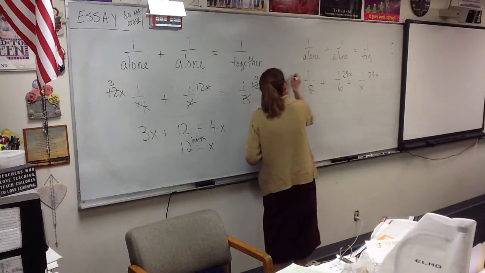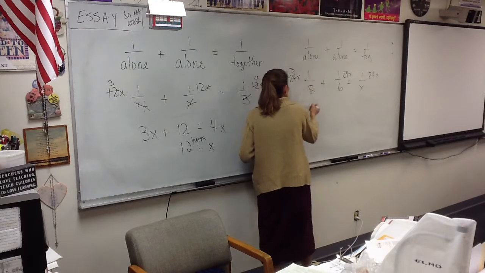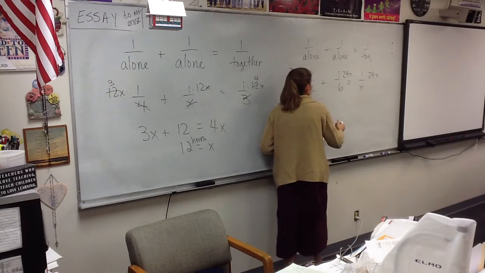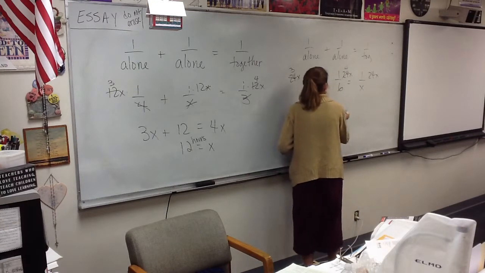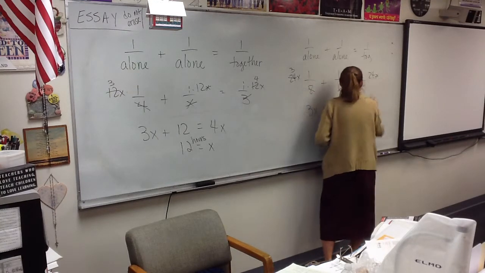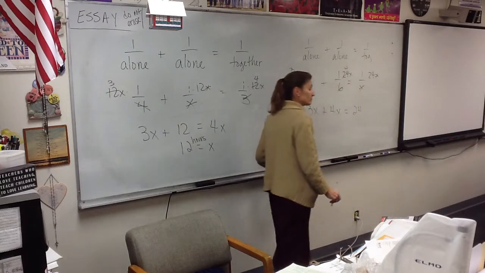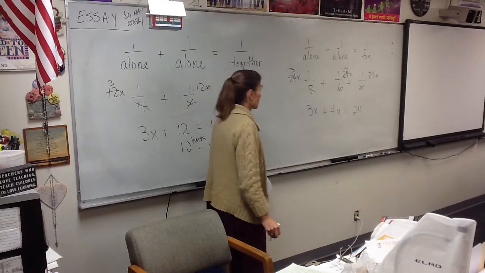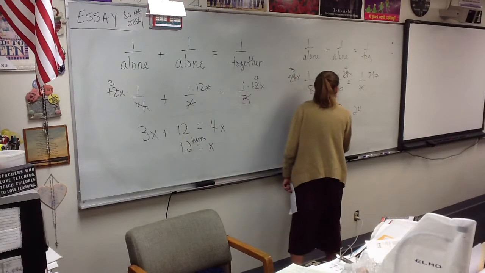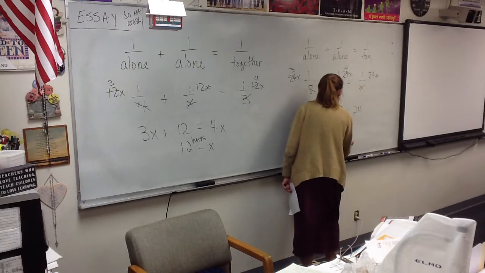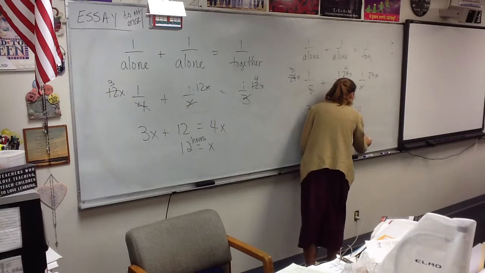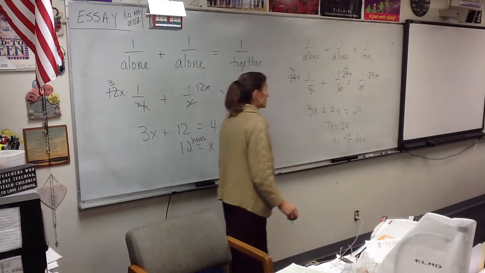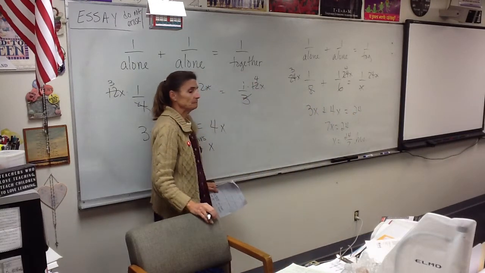So 8 goes into 24 how many times? 3. So I'm up at 3x. Plus 6 goes into 24 4 times. Left with 4x equals 24. So 7x equals 24 and x equals 24/7 hours. That's okay to leave it like that.